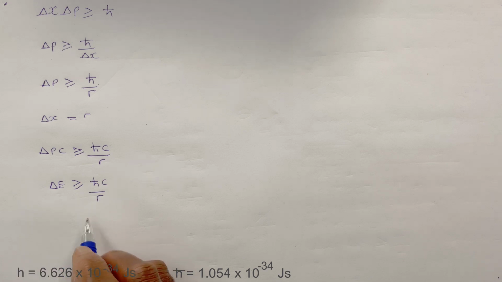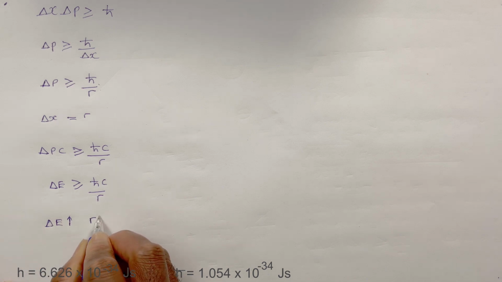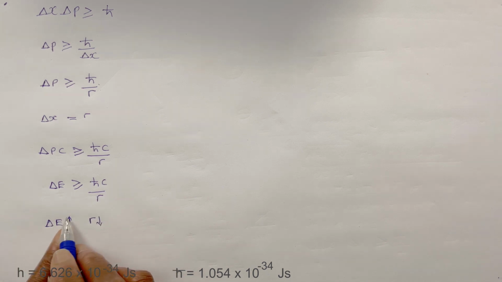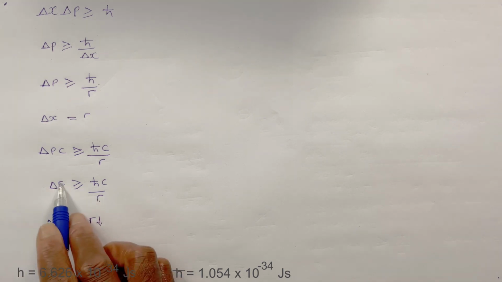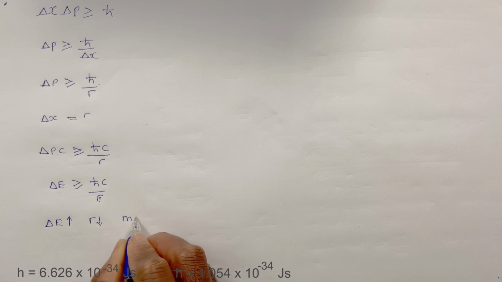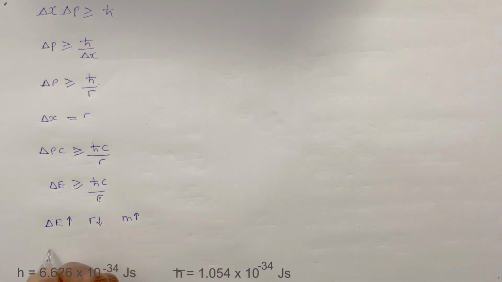So what this means is that as we squeeze the two electrons to a small distance, R is decreasing and the energy is increasing. As R decreases, energy increases because it's inversely related. The mass will begin to increase according to Einstein's special theory of relativity, which states that E is equal to mc squared. So as energy increases, mass will increase in a small confinement.